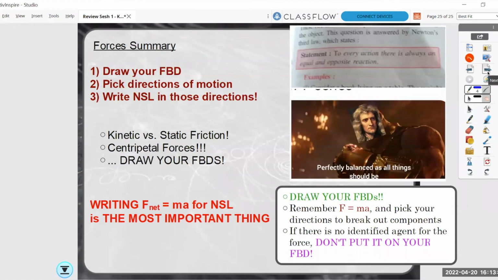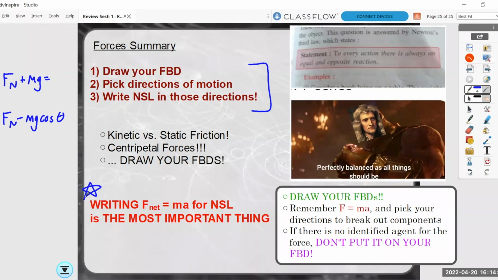And again, the thing that I really want you to remember here is the most important thing is drawing the free body diagram. Sketch it out, figure out what the forces are. Pick your directions of motion and then write Newton's second law. The most important thing is being like, oh, it's going to be Fn plus mg equals whatever, or Fn minus mg cosine theta, like whatever your free body diagram says. Writing out F net force equals ma is the most important skill in this whole thing.